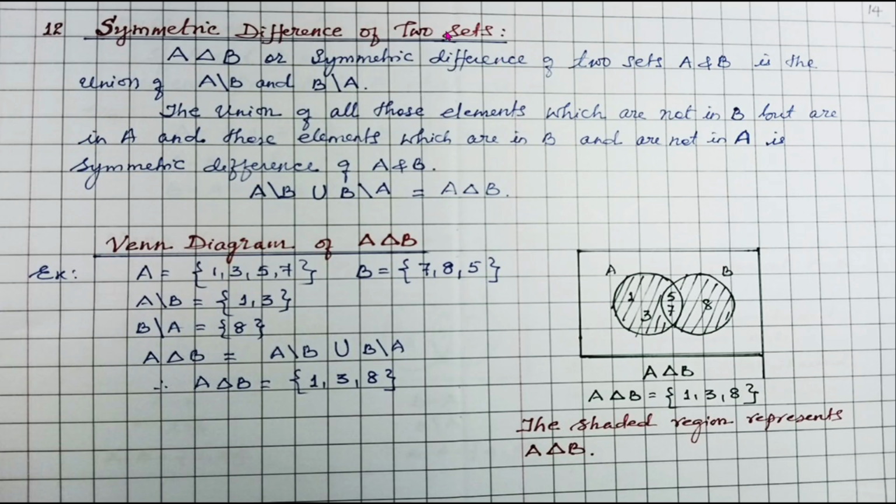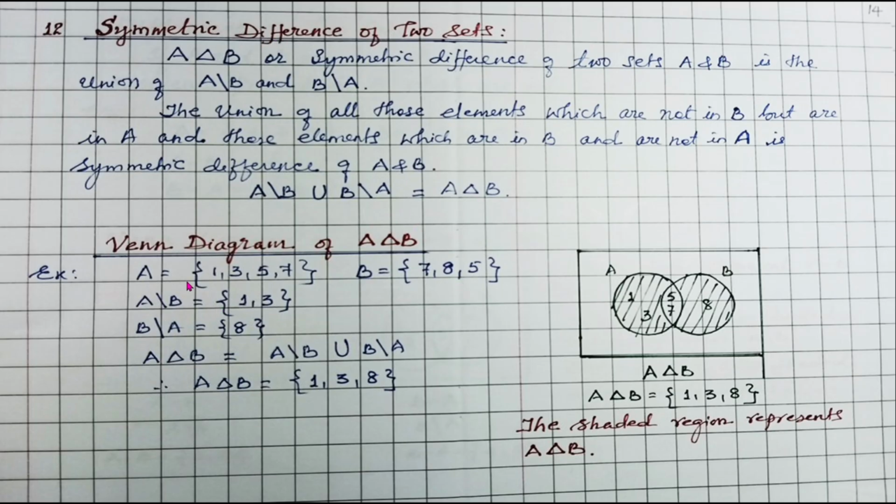Symmetric difference of two sets. This is another very important property. A symmetric difference B, that means A triangle B, or symmetric difference of two sets A and B, is the union of, please understand, A minus B and B minus A. So if there are two sets A and B, we have to find A minus B first, then B minus A, then take the union of that. Therefore A minus B union B minus A is A triangle B. That is the symmetric difference of two sets.